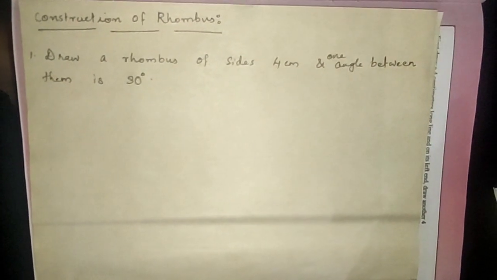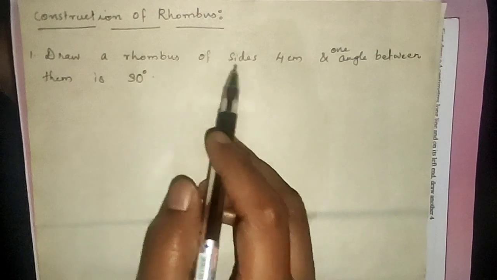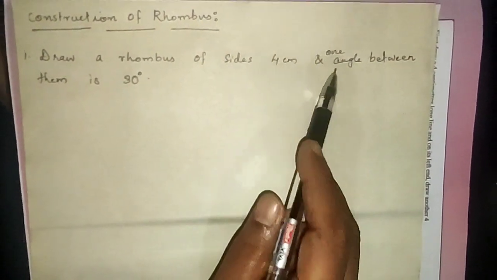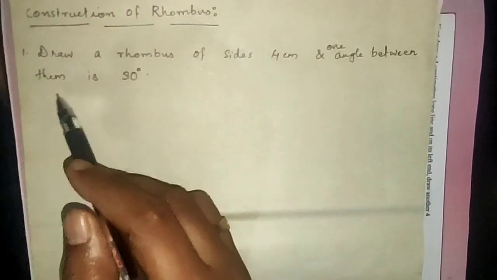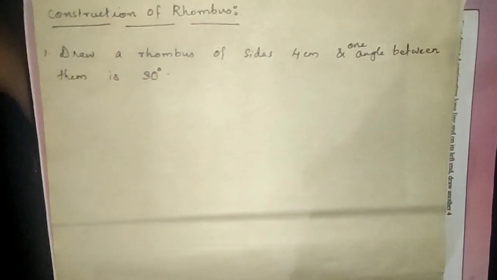Today we are going to construct a rhombus. Okay, the first type is: draw a rhombus of sides 4 centimeter and one of the angles between them is 30 degree. How do we construct that?